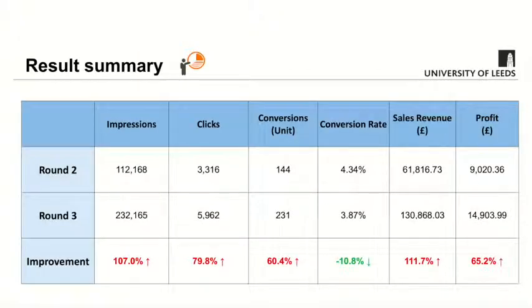In this table, we compare our results in round 2 and 3. As we can see, we have improved our impressions, clicks, conversion units, sales, and profits. However, our conversion rate is slightly lower in round 3. This is probably because some of the products chosen haven't got a good rate of sale.